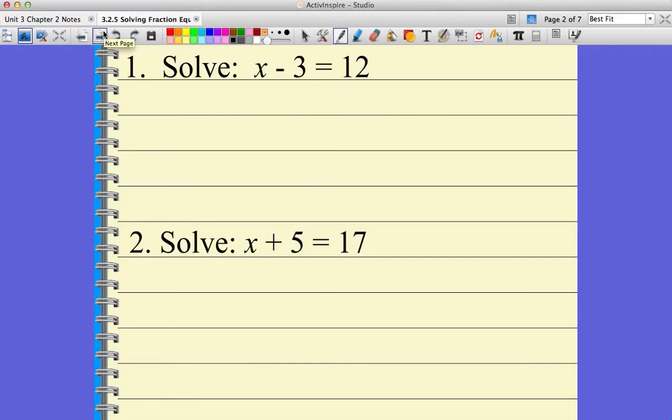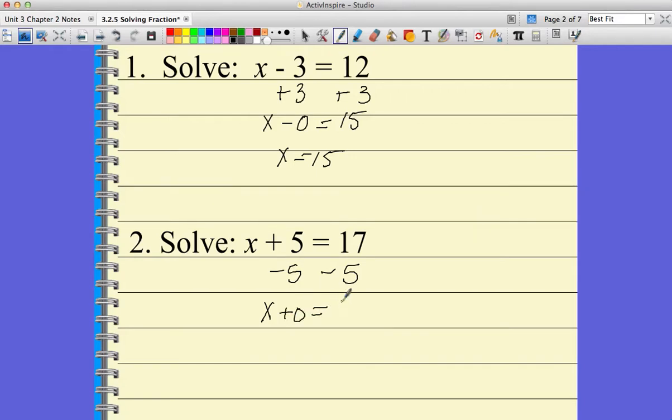Alright, so you know how to solve these problems. We know that in order to solve x minus 3 equals 12, we have to add 3 to both sides. And we get x minus 0 is 15. X minus 0 is always x, so x is equal to 15. And we know to solve this one, x plus 5 equals 17, we subtract 5 from both sides, we get x plus 0 equals 12, so x has to be equal to 12.